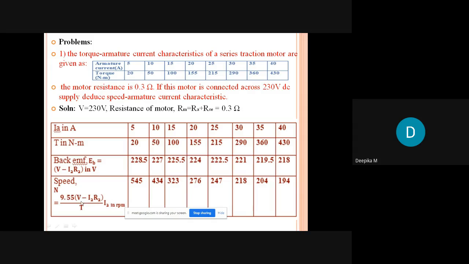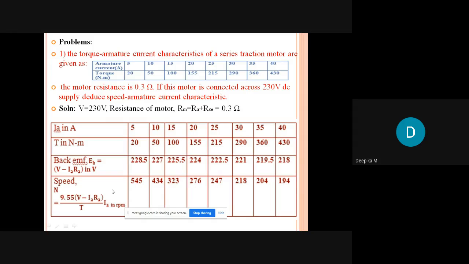Let us calculate this EB, that is, V minus IA into RA. Here V is 230 volts, the armature current IA is 5 ampere, and the armature resistance is 0.3 ohm. Substituting, we get the value 228.5. In the same way, for the second reading, substitute IA as 10 ampere, V is 230 volt and RA is 0.3 ohm. Substituting, you get the value 227. Like this, we maintain V and RA constant, and keep changing the IA value.